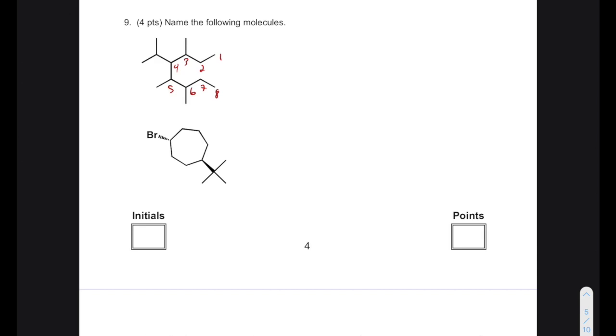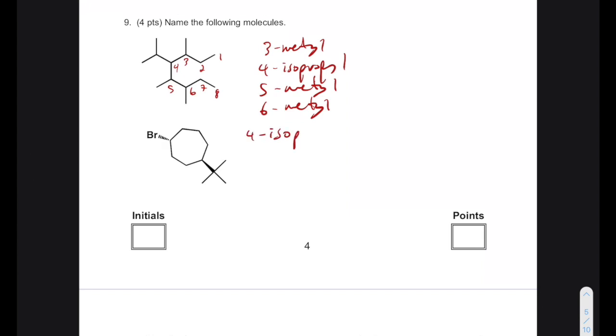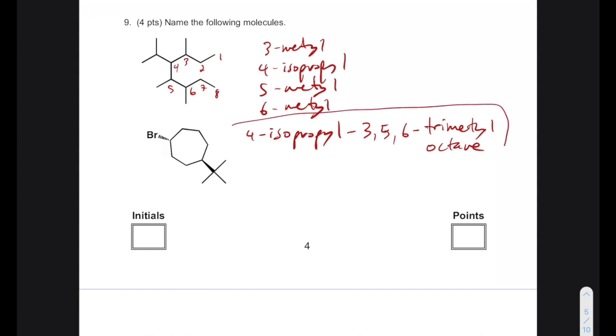So we can see here we have a methyl at 3. We have at 4 an isopropyl. At 5 we have another methyl. And at 6 we have another methyl. So the chain itself was 8, which is an octane. So because it's alphabetical, we would call this first the isopropyl, because it starts with an I. And then 3, 5, 6, trimethyl, and I ran out of space, octane. So this would be the name of this molecule.